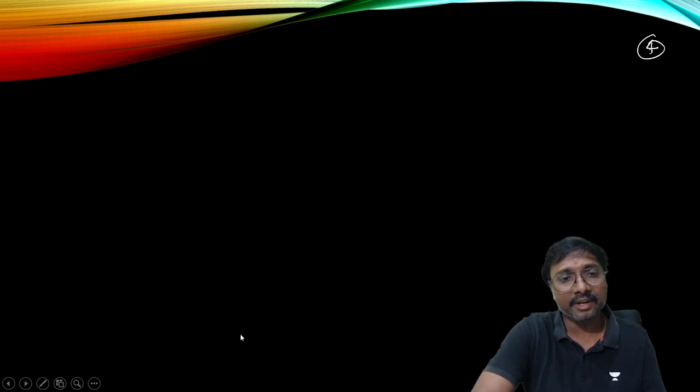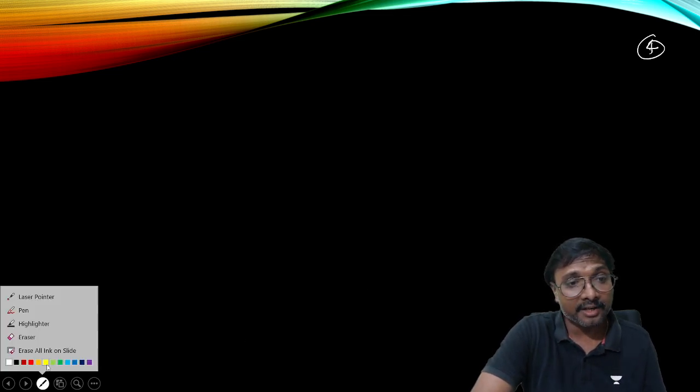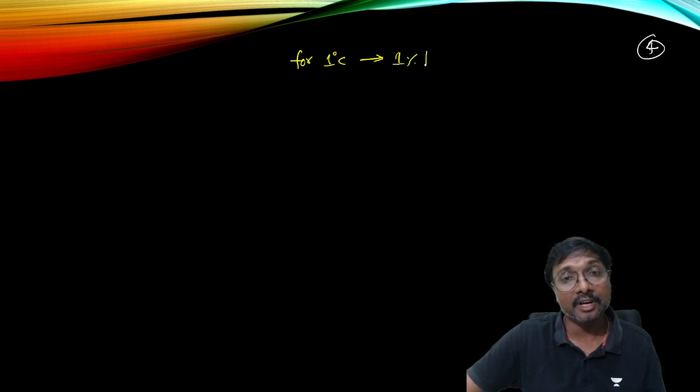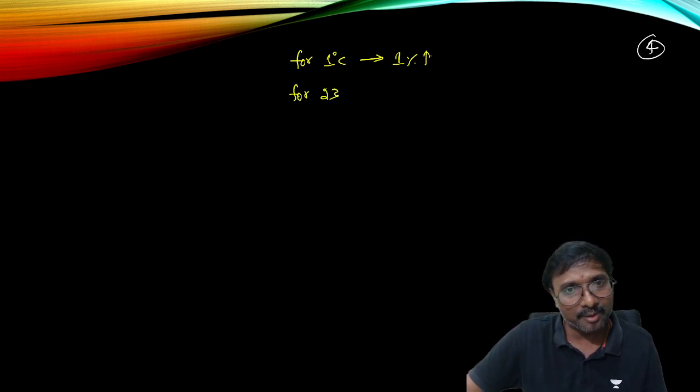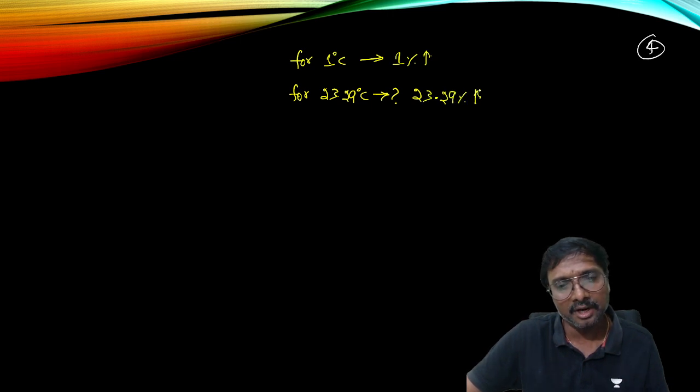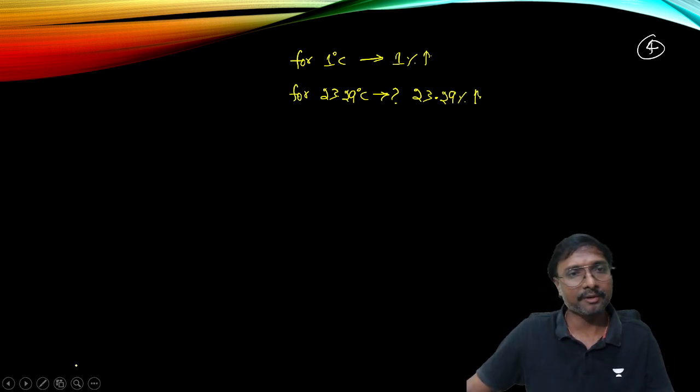Now coming to this, for temperature correction as per ICAO, whenever there is a 1 degree centigrade change between the airport reference temperature and the standard atmospheric temperature, the runway length is to be increased by 1%. And here you have got 23.29 degrees centigrade. It should be the same percentage, that is a 23.29% increment we have to go for.